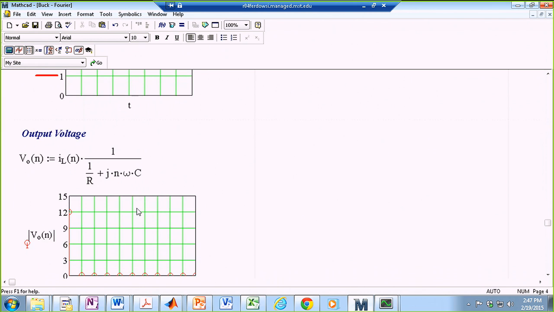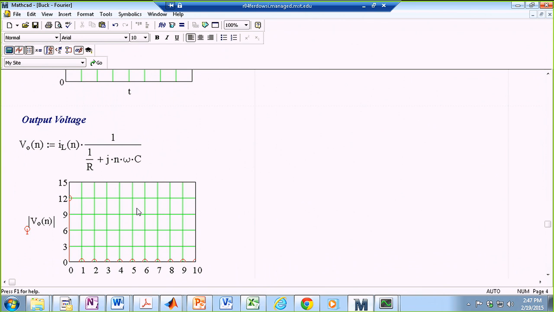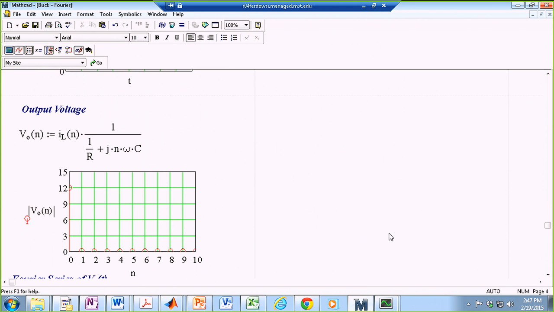Now looking at the harmonic content of the output voltage, as you can see, we have a 12 volt DC component, which is this 12 over here, and then we have nothing else. That's good. That's what we want. We wanted to have a DC output with almost no ripple.